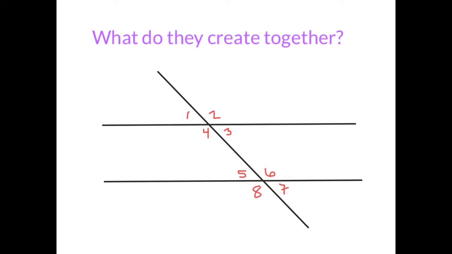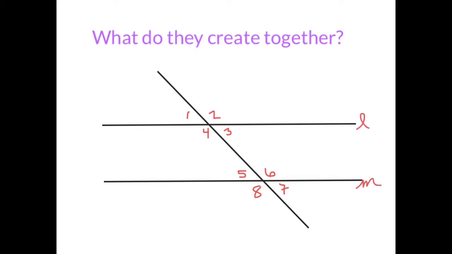Our parallel lines are the ones going horizontal here. They will not always be horizontal. The transversal is the diagonal looking one. It's the one that's crossing our two parallel lines. Sometimes you will see the lines named, maybe with like a line L and a line M.